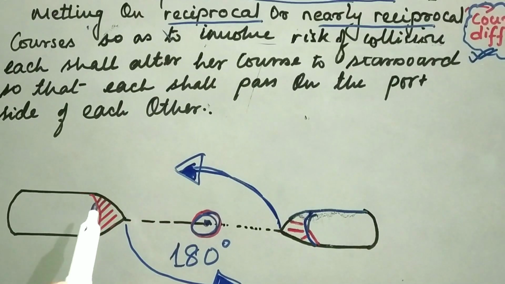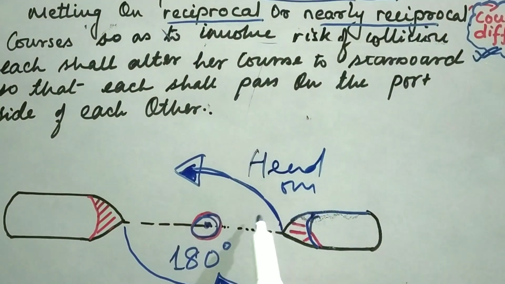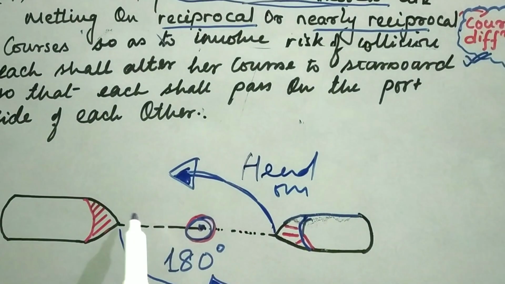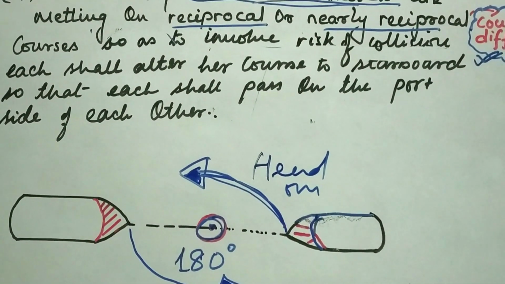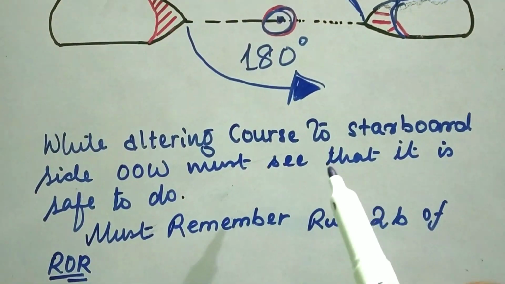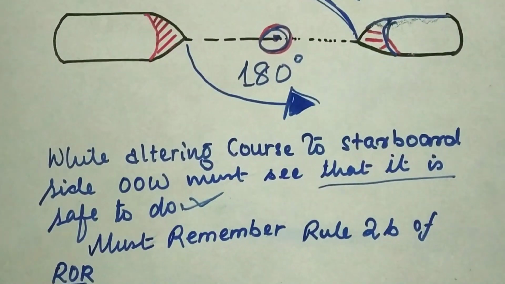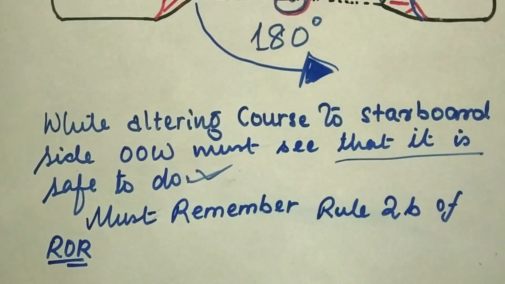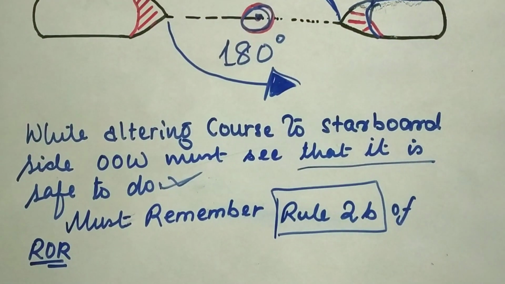So these two vessels are in the head-on situation, and to avoid collision both vessels should alter their course to starboard side. While altering the course to starboard, the OW must see that it is safe to do so. Otherwise, always remember Rule 2B of the ROR.